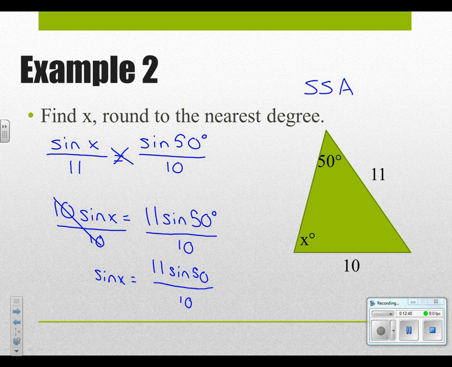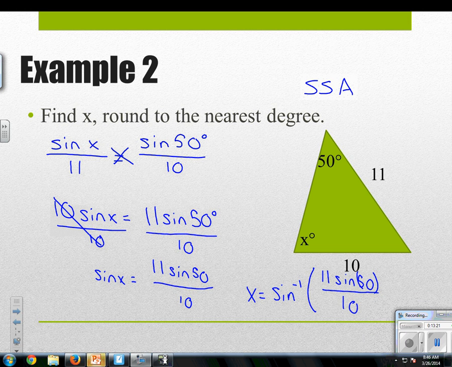What do we do to make the sine go away? The one with the negative 1, the sine inverse. And if I do that to the left, I have to do it to the right. So now we're ready for our calculator. X will equal, write this exactly as I do: sine inverse, parenthesis, 11 sine of 50, divided by sine, close those, all over 10. You need to have the parentheses around that like I wrote. If you type it without the parentheses, the calculator will not do what you want it to do, and you'll probably get some kind of error.